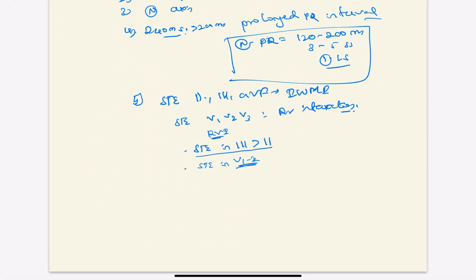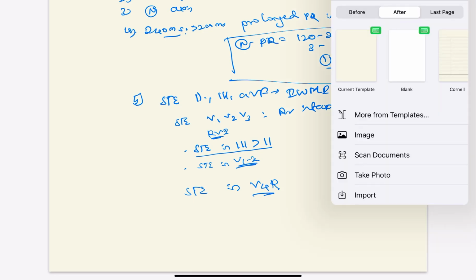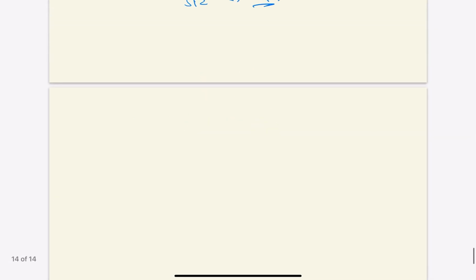Next, this patient also had ST elevation in right chest leads, that is V4R.